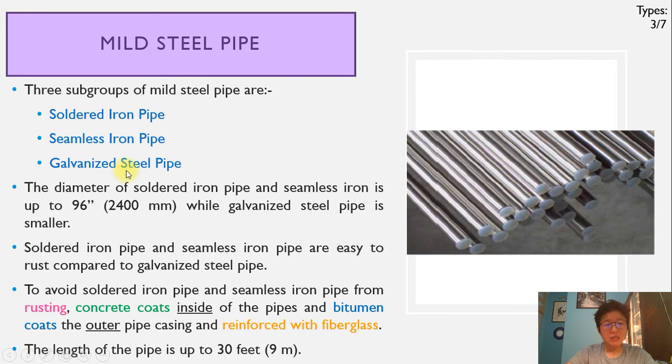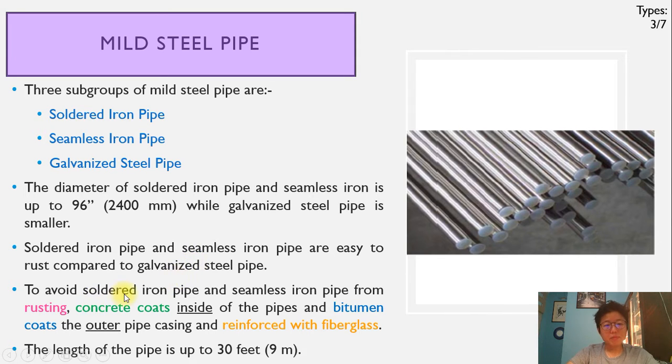So remember, the galvanized steel pipe is under the category of mild steel pipe actually. And the diameters as such, and you can see that it's mentioned here, for the soldered iron type and the seamless iron type, they are easy to rust compared to the galvanized one. So this galvanization, this process of protecting the steel pipe, is actually making it more lasting.